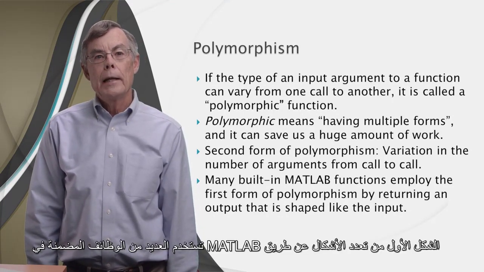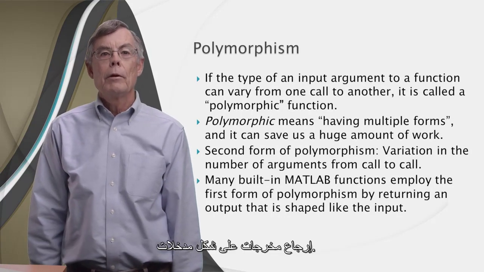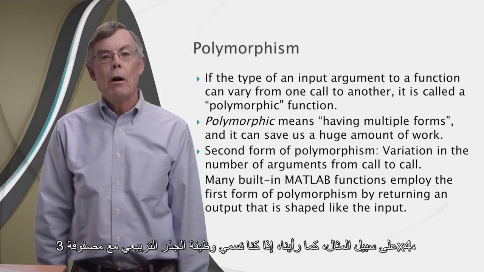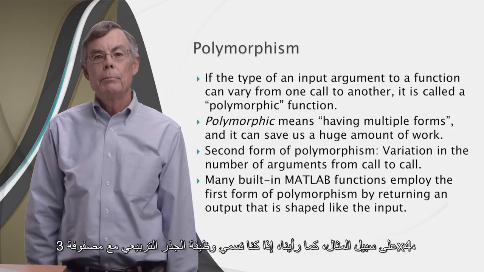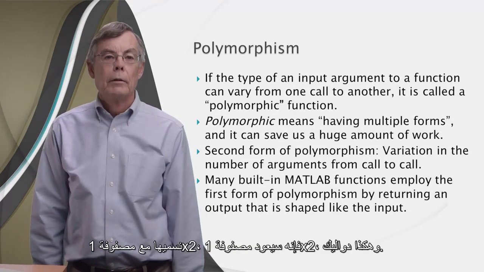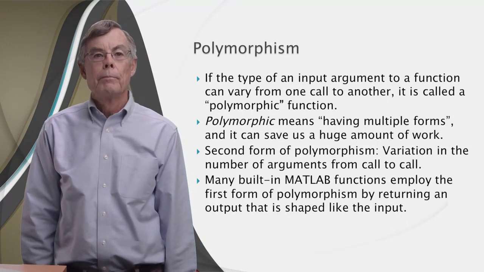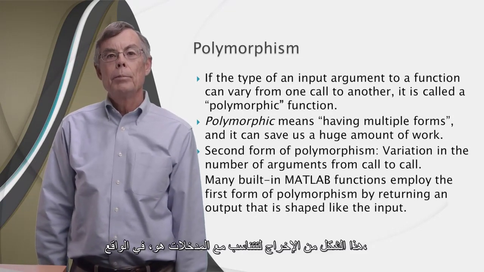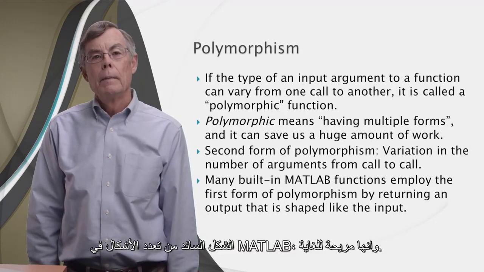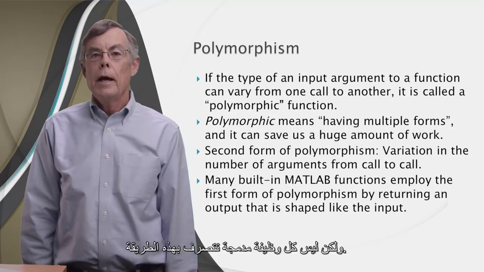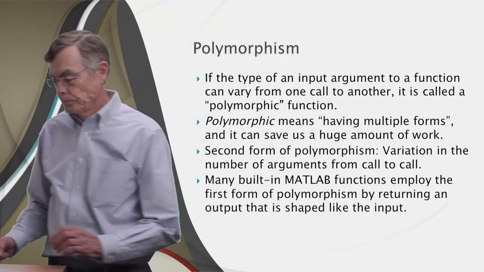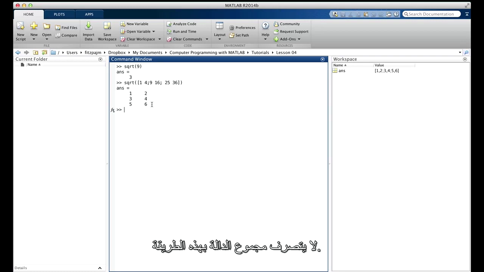Many built-in functions in MATLAB employ the first form of polymorphism by returning an output that's shaped like its input. For example, as we've seen, if we call the square root function with a 3 by 4 matrix, it'll return a 3 by 4 matrix. If we call it with a 1 by 2 matrix, it'll return a 1 by 2 matrix, and so forth. This shape-shifting of the output to match the input is in fact the predominant form of polymorphism in MATLAB, and it's very convenient. But not every built-in function behaves that way. And we're going to look at one right now that doesn't. The function sum doesn't behave this way.